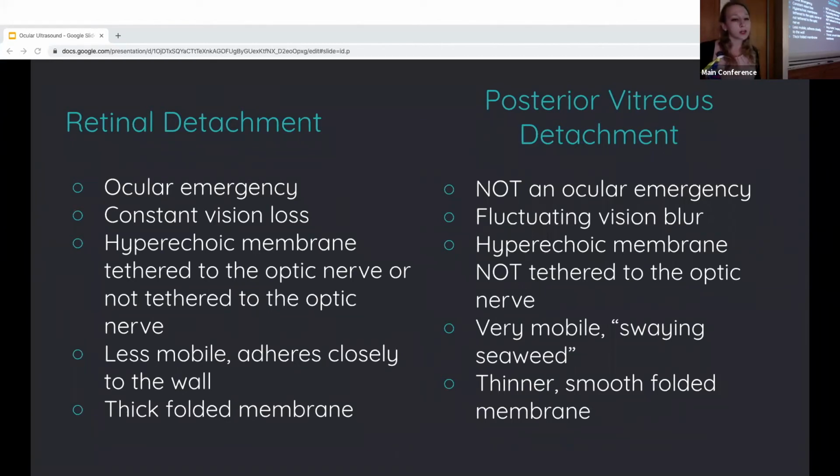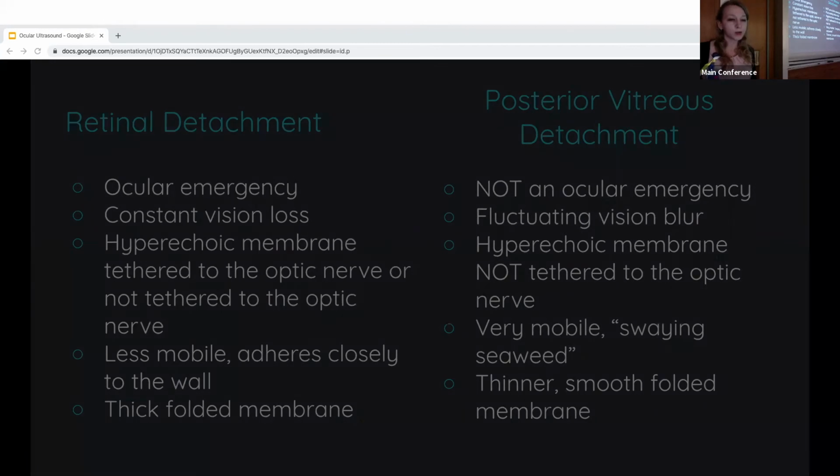In retinal detachment, the membrane is less mobile and adheres more closely to the wall, whereas in posterior vitreous detachment, it's more freely mobile, and it's described as swaying seaweed. The other difference is kind of hard to tell if you're looking at the ultrasound without any comparison, but if you look side by side, you can see a clear difference. In retinal detachment, the membrane is a little bit thicker than in posterior vitreous detachment.